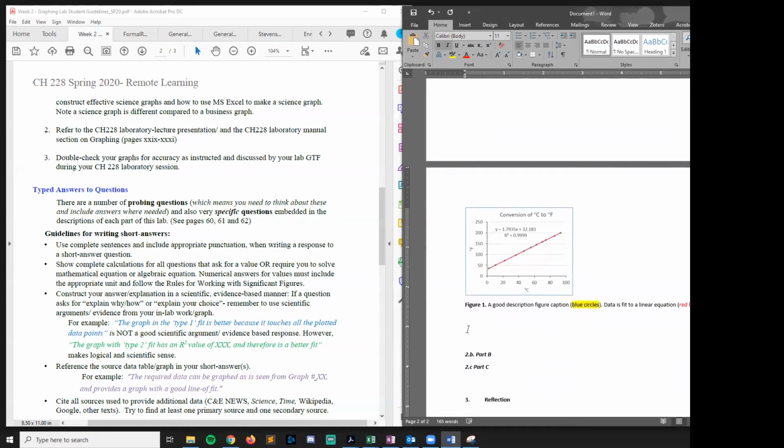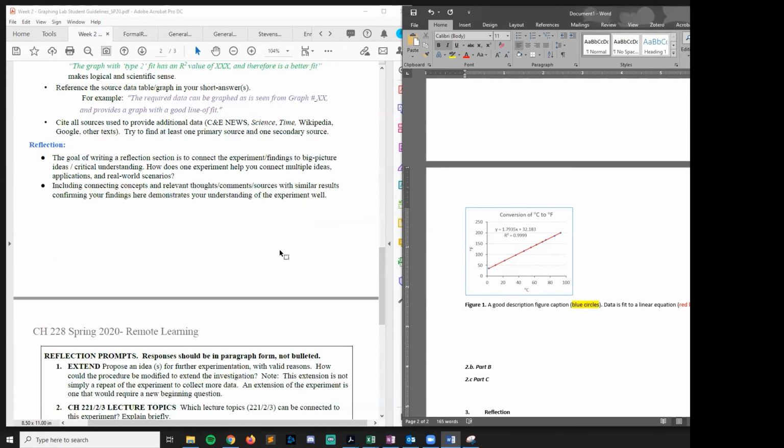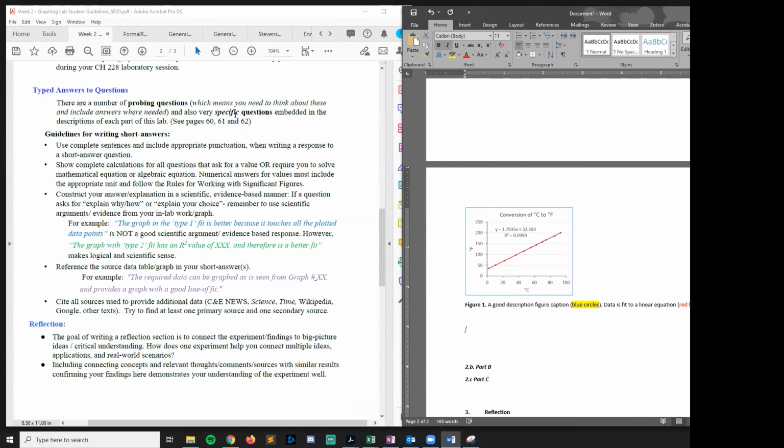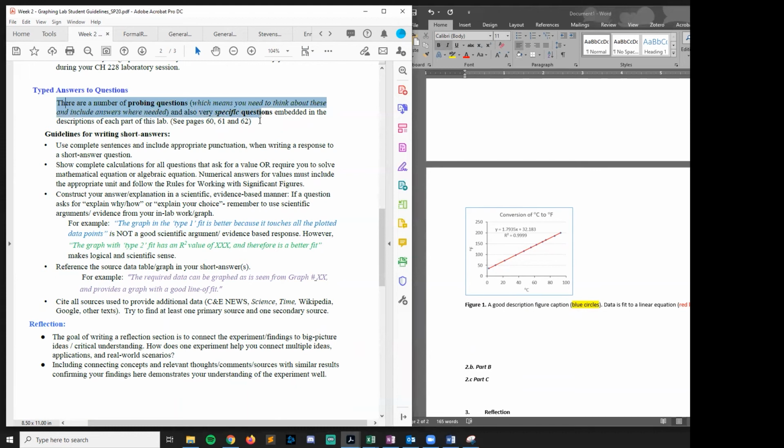Now, below your figure, this is where you can do the answers to the questions. There are a number of probing questions, which means you need to think about these and include the answers where needed. Specific questions are embedded in the descriptions of each lab part. I'm pretty sure I emphasized this pretty strongly while we were in lab.